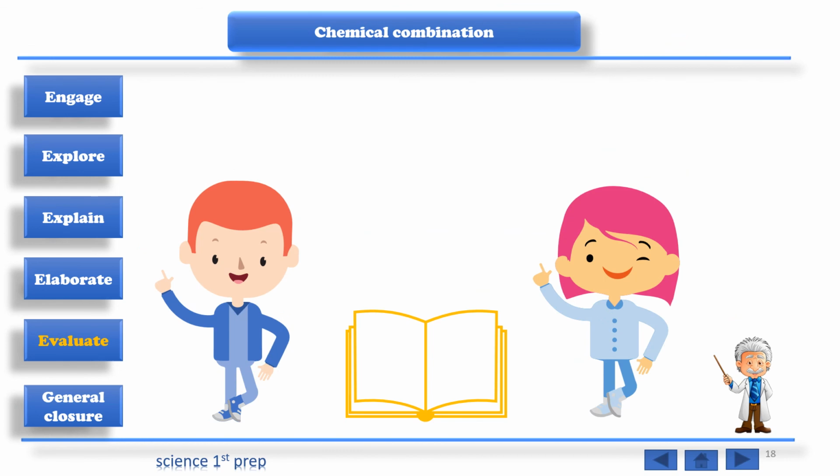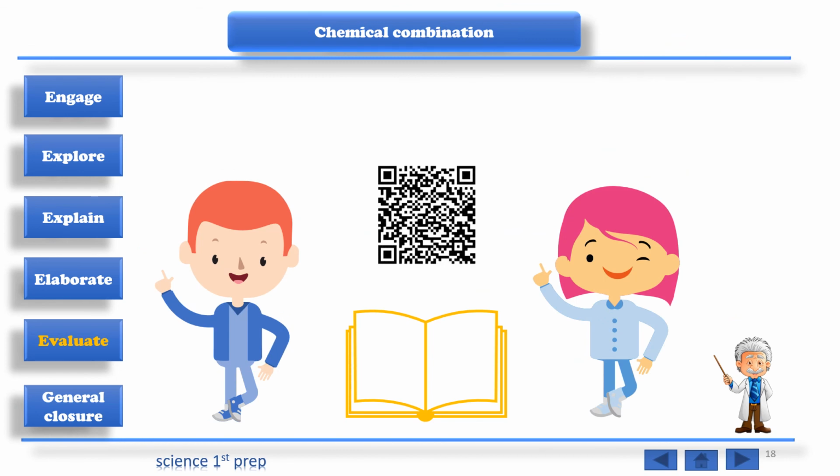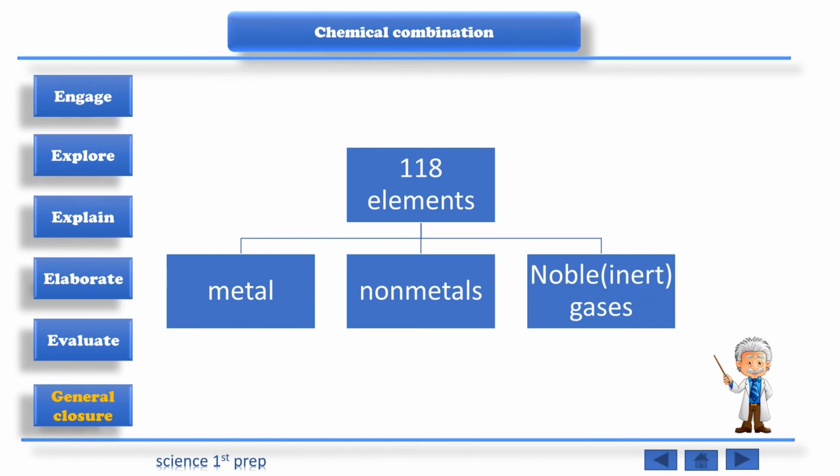Now this is the time for evaluation. Pause the video and scan the QR code. Finally, we can say that we have 118 elements that are classified into metals, non-metals, and noble or inert gases. In this session, we discussed metals, non-metals, and noble and inert gases.